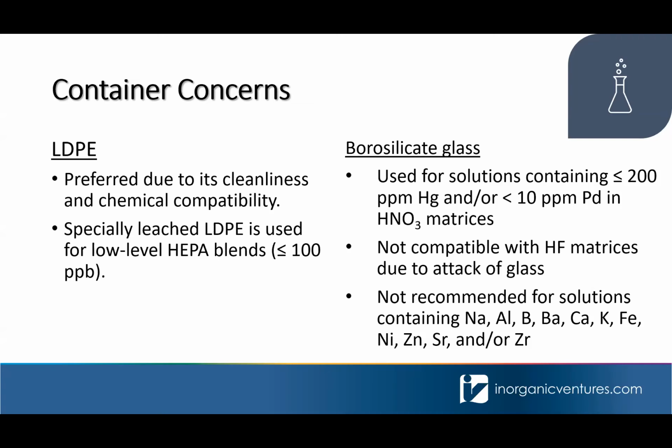Okay, so there are some instances where borosilicate glass should not be used. One of them is in the presence of HF. Okay, so HF can attack the glass, and what you'll see is a leaching of boron and silicon into your solution. So if you have boron and silicon already in your calibration standard, you're going to see an increase. So it's not going to have the same concentration that you think it does.